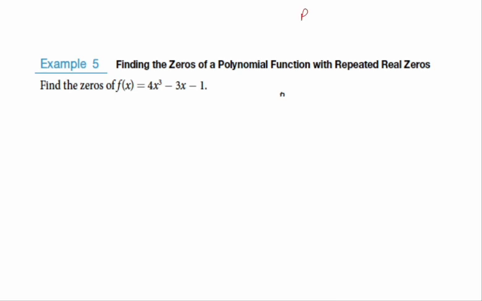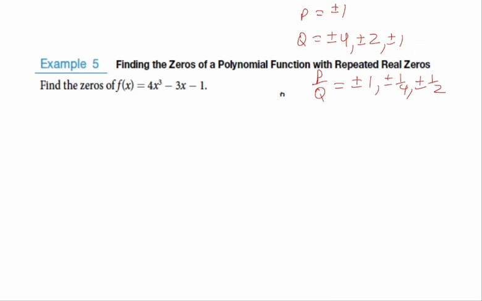So my p's are plus or minus 1. It's only a 1 in the back, so it's only plus or minus 1. Our q's have more to them because it's any number that divides into 4. So that's plus or minus 4, 2, and 1. And if we combine them, the p's over q's we can check are plus or minus 1, 1/4, and 1/2.